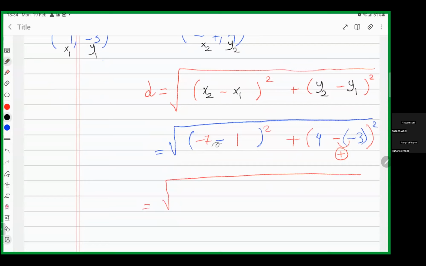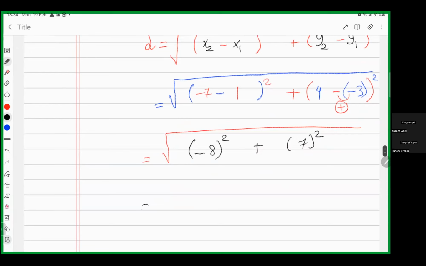Subtract, Yasin. Negative 7, negative 1, similar sign or not? Same sign. So do we add or subtract? Add, and it becomes negative 8. Very good. Negative 8 squared plus 4 plus 3, minus minus is a plus, so 7 squared. Very good, Yasin.